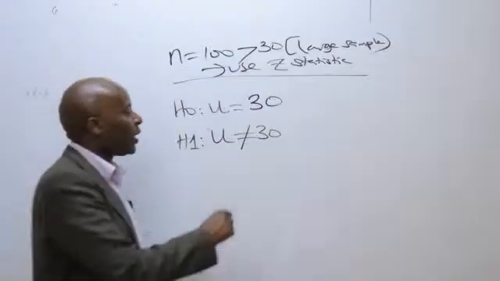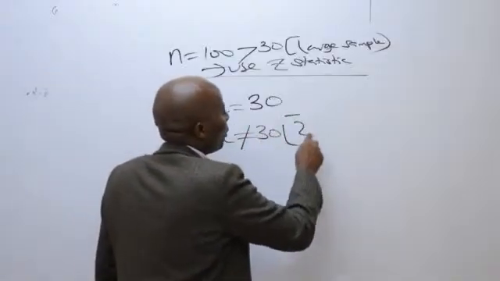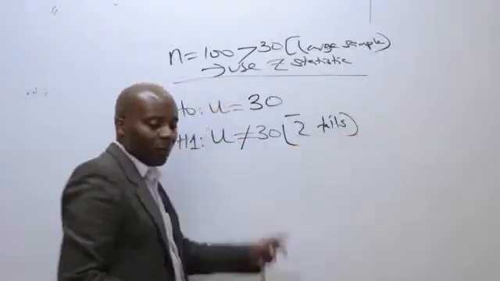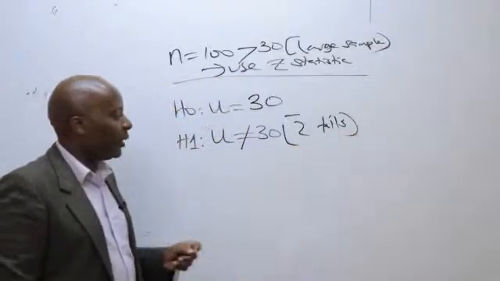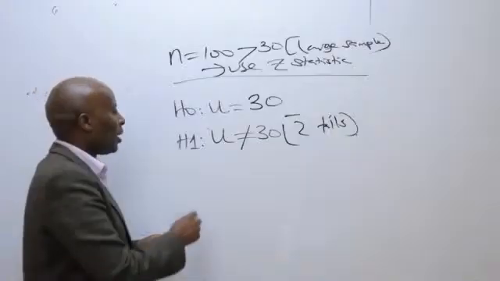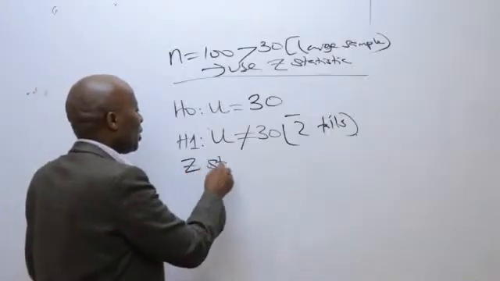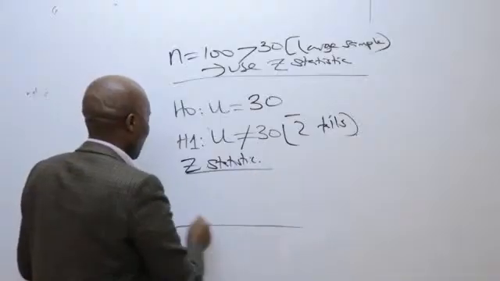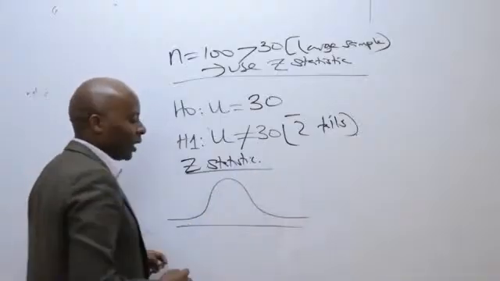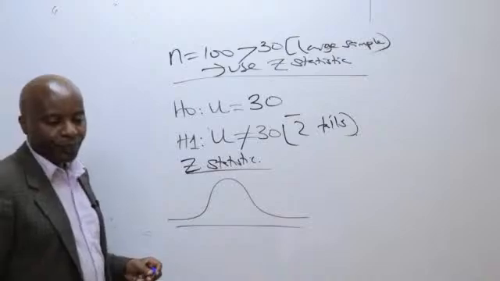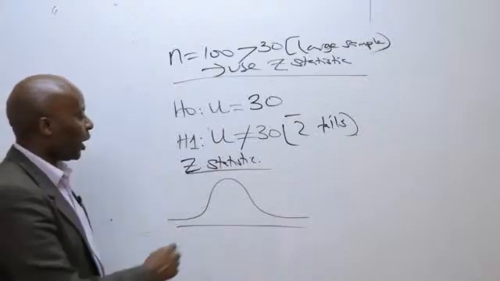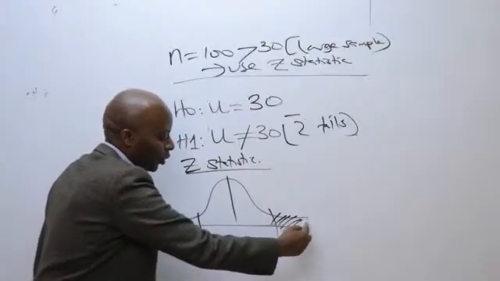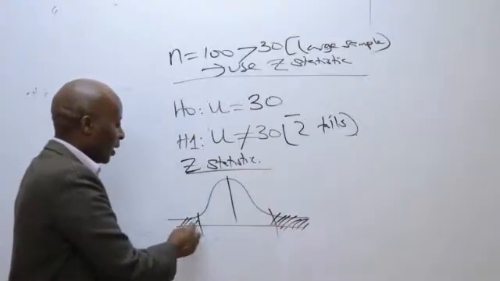When you use not equal to, how many tails are we talking of? We are talking of a 2 tails test. From there, we have our Z statistic. Because it is 2 tails, not a problem, I'll come and shade my 2 tails. Of course, there is no tail at the middle.